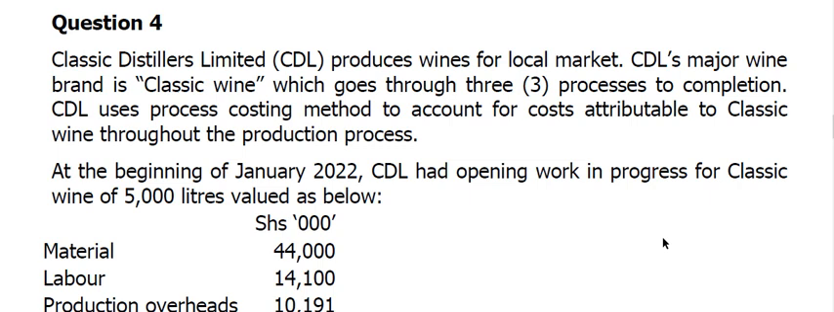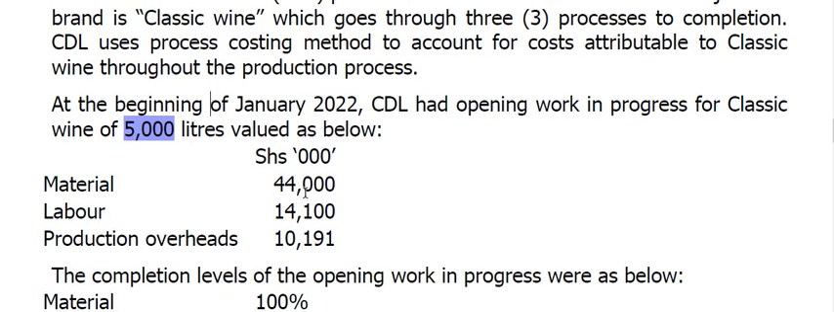At the beginning of January 2022, CDL had opening work in progress for Clask Wine of 5,000 liters, valued as below. So the opening work in progress is 5,000 liters, valued as: materials, 44 million; labor, 14,100,000; production overheads, 10,191,000. That is data for your opening work in progress, 5,000 liters valued as below.